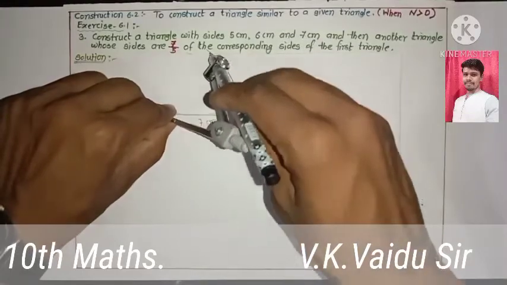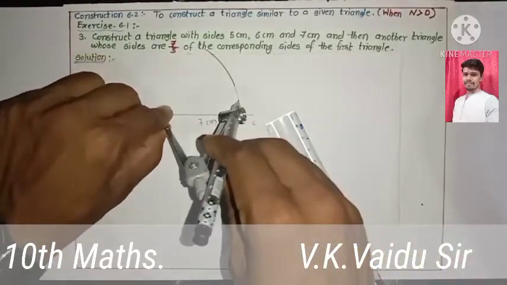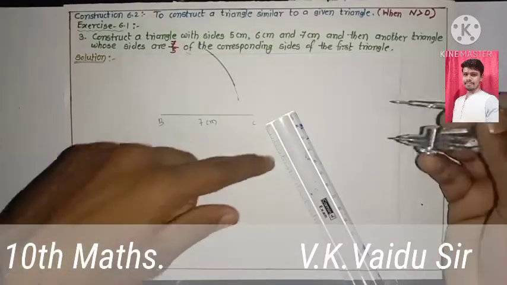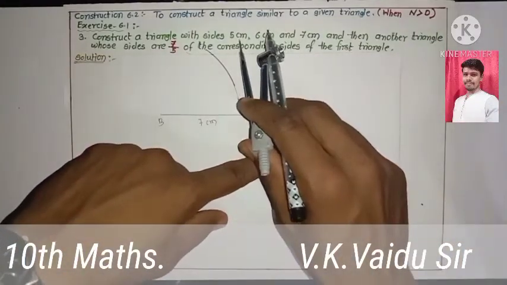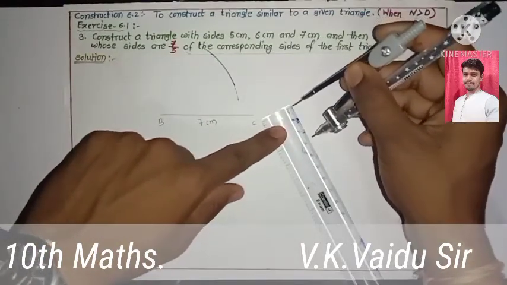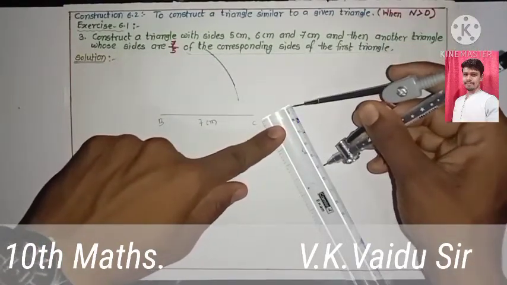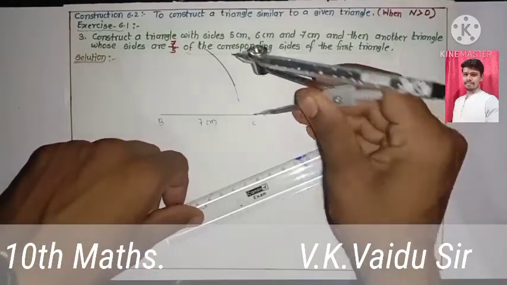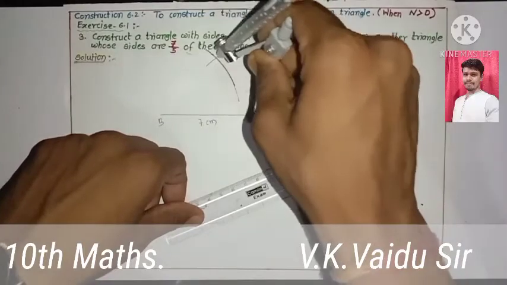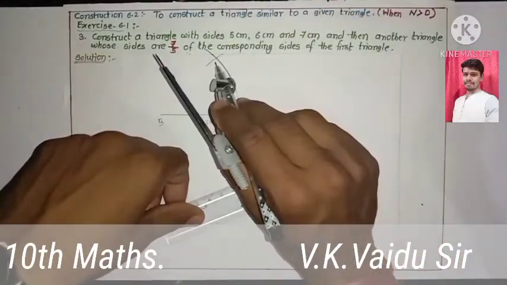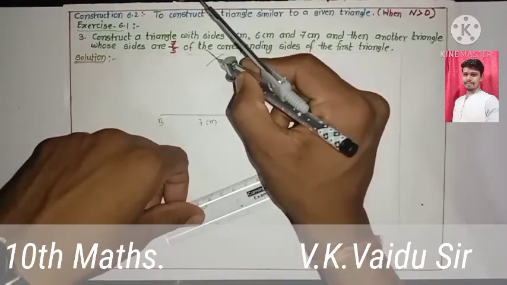The arc is drawn. Step 3, take a 5 cm distance in the compass from your measuring scale, from 0 to 5 cm. Now put the needle of the compass on point C and again draw one arc which intersects the previous arc. Where these two arcs intersect each other, name that point A.